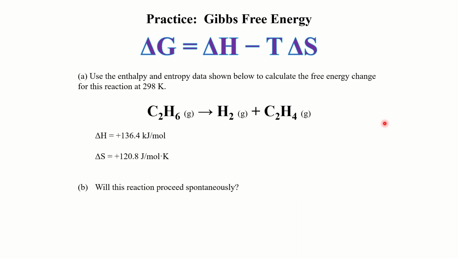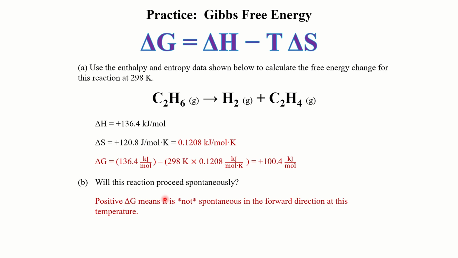Okay, let's look at an actual problem. Use the enthalpy and entropy data shown below to calculate the free energy change for this reaction at 298 Kelvin. So we have the equation C2H6 forms H2 plus C2H4. We are given the enthalpy change at 136.4 kilojoules per mole and the entropy change at 120.8 joules per mole Kelvin. So we'll use this to calculate delta G, and then we can answer the second question, will this reaction proceed spontaneously?